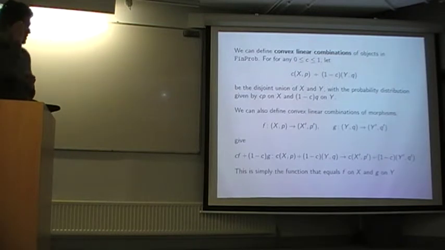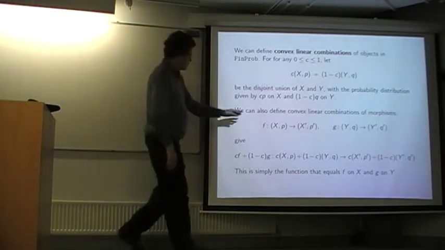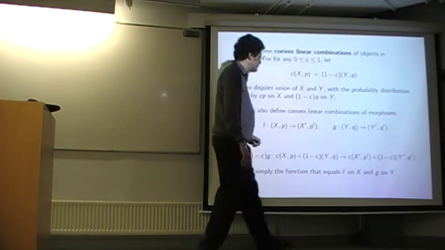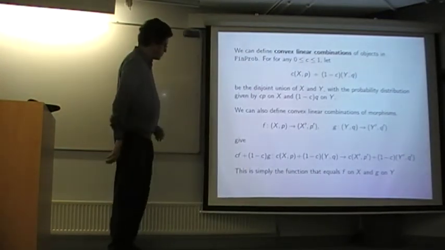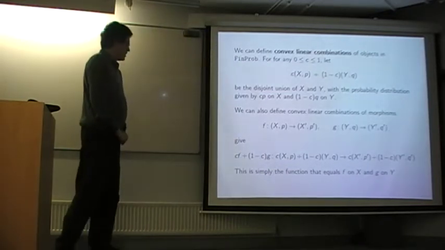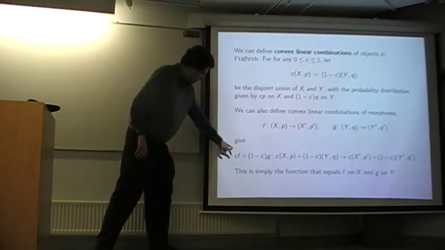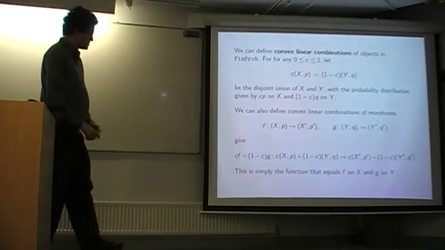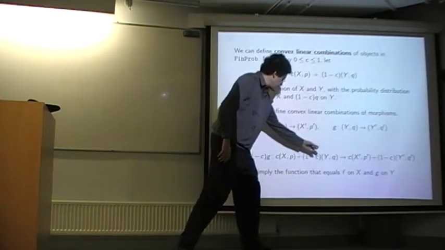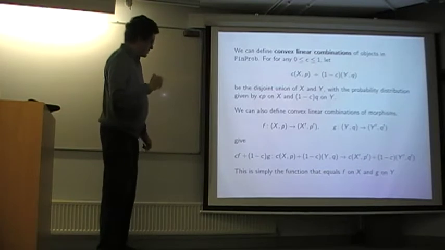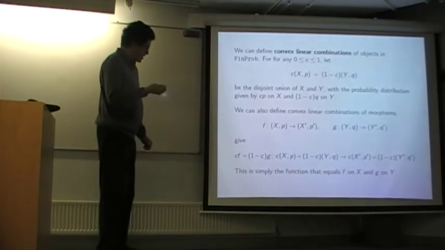And you can also define convex linear combinations of morphisms. So if I have a probability preserving map and another one, I can get a new one, which I'll call the convex linear combination of those two. And this is the longest and most disgusting formula in the whole talk, but it's almost contentless because it's just going from the obvious convex linear combination to the obvious one. And the definition of it is completely pathetically obvious.